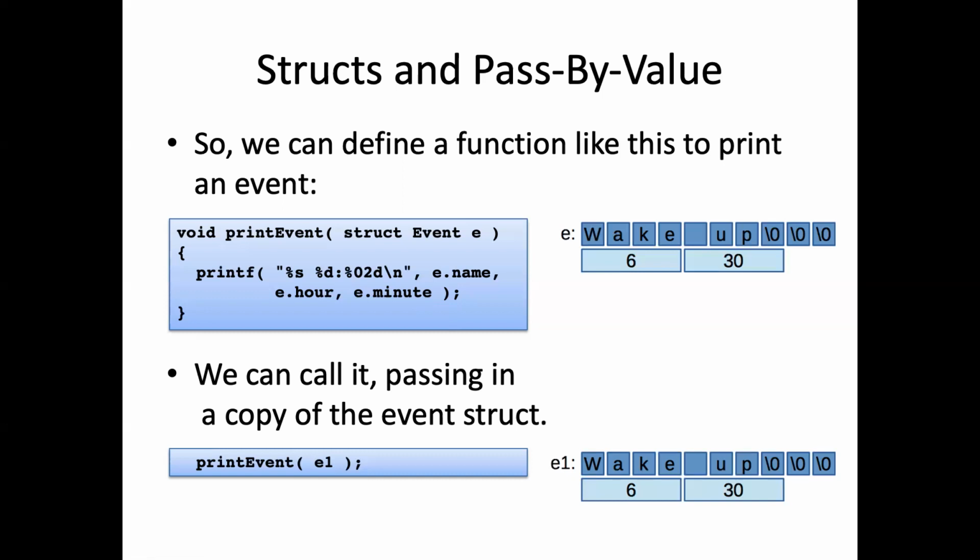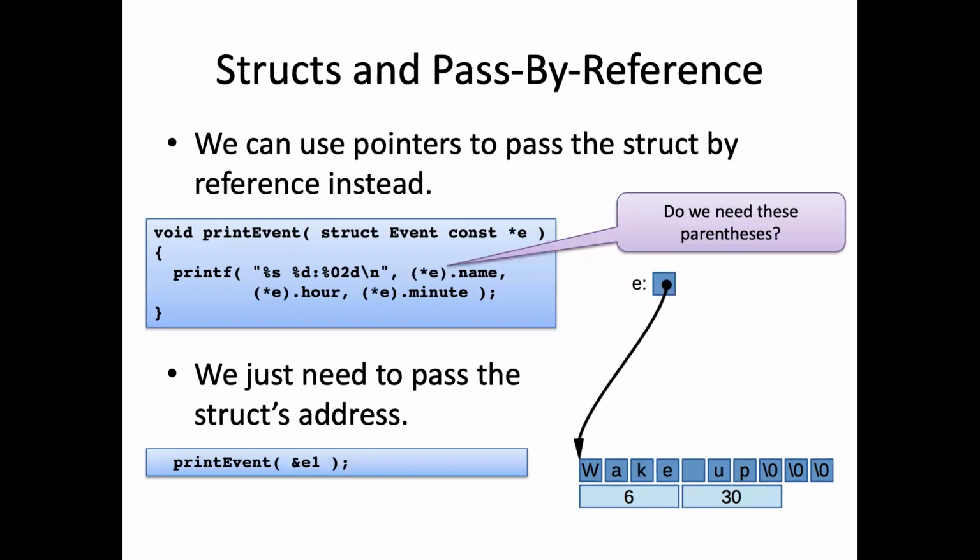How do you say otherwise? How do you get pass by reference if you want? Fortunately, we already know how to do this. The same way we do pass by reference on primitive types.